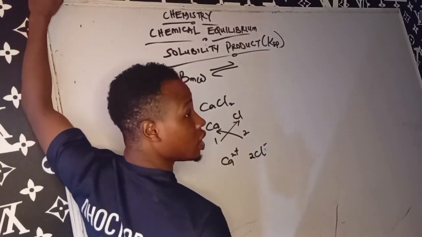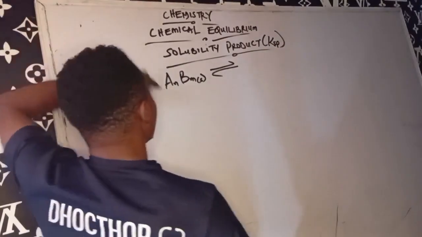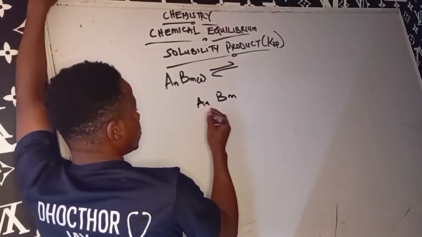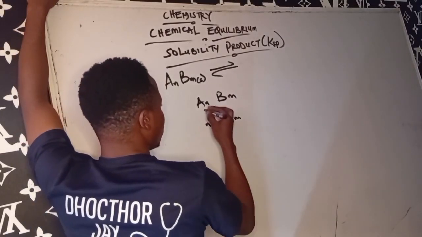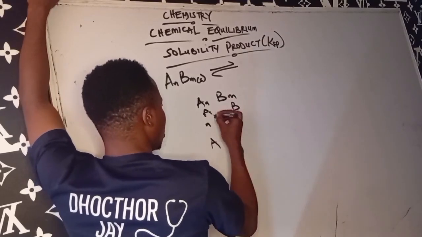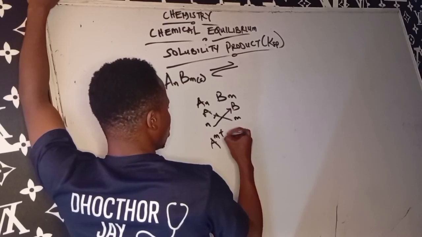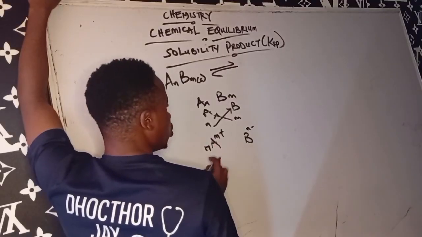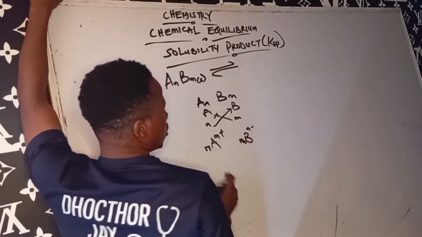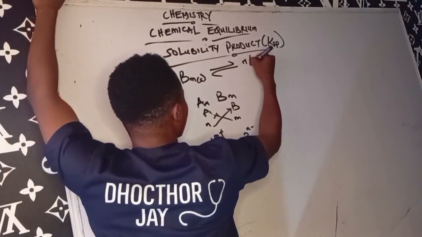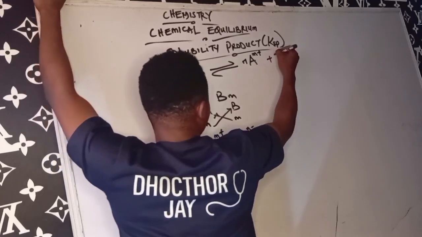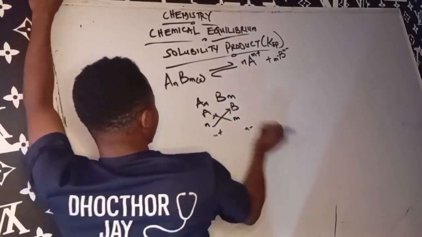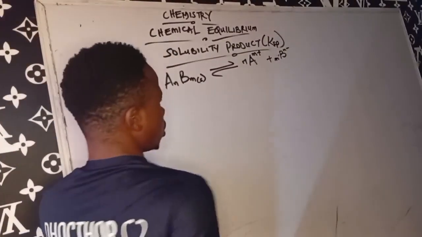2 Cl minus. Now let's come back to our business. So you have AnBm now. Let's say we are using the same method, AnBm. The subscript is n and m for A and B. So this is going to be A^(m+) plus B^(n-). Now, how many moles of A do you have? n. You have n moles. How many moles of B do you have? You have m. So when I ionize this, I'm going to get nA^(m+) and mB^(n-). I believe that's clear. Don't worry, we're going to apply chemical equations and we are going to get this properly.